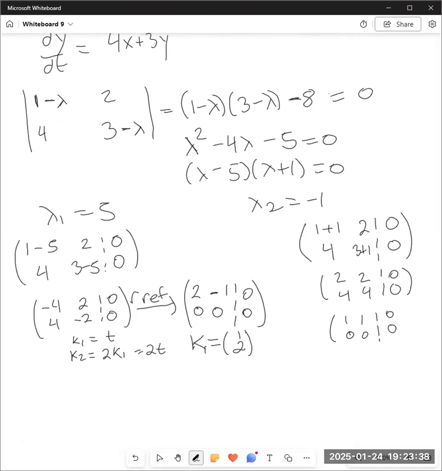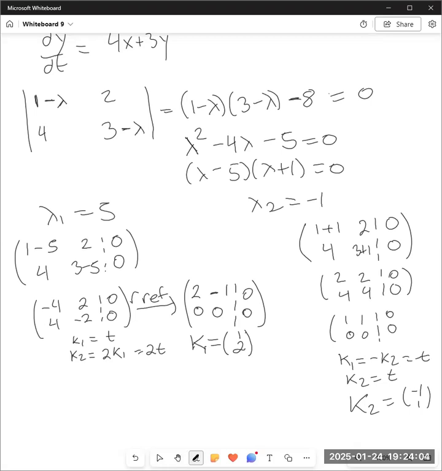So K1 is equal to a negative K2. And I'll let K2 be T here. So this is a negative T. When I pull the T out, that gives me a K2 of -1, 1.